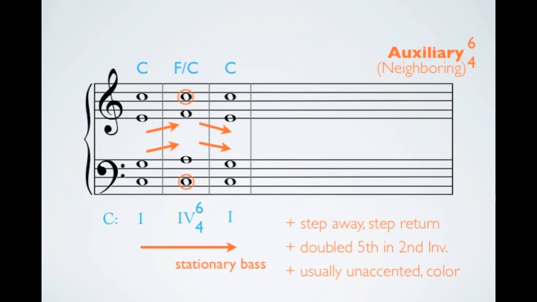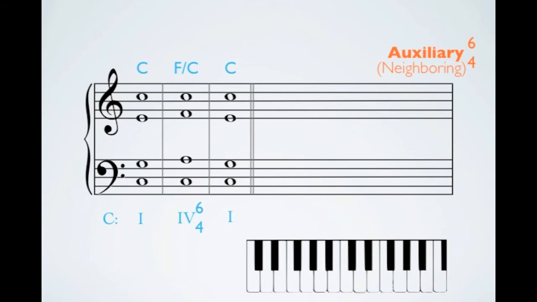This kind of 6/4 chord is usually unaccented and occurs on a weak rhythmic position. It's to add color to an existing harmony. This is the voiced equivalent of this common keyboard movement from a root position chord to a second inversion chord and back.